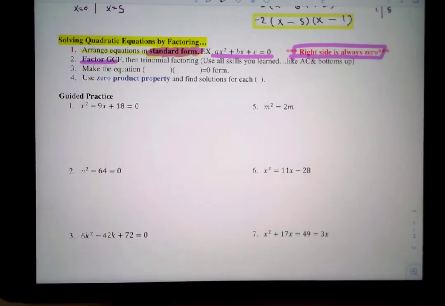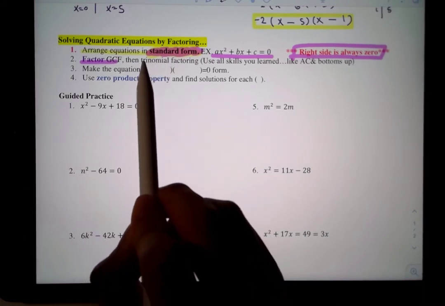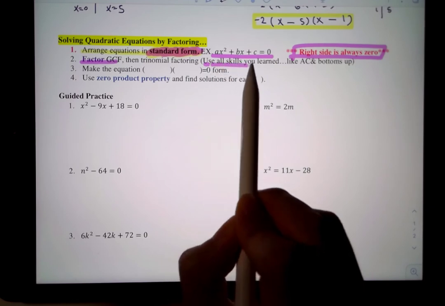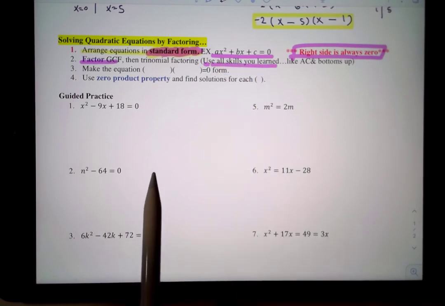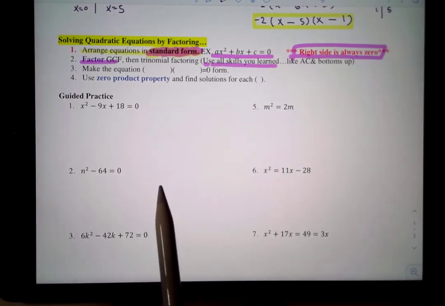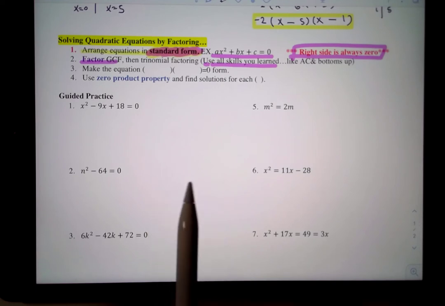So always you need to check the GCF, right? If your a is not 1, then you need to check your GCF. And you factor. Use all skills you've learned so far, like AC and bottoms up, factor by GCF and trinomial factoring, right? Or difference of squares. Remember that? A squared minus b squared, a plus b, a minus b, right? Including that one. So you use all skills you learned so far, okay?